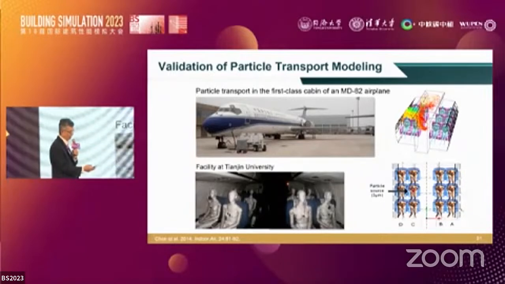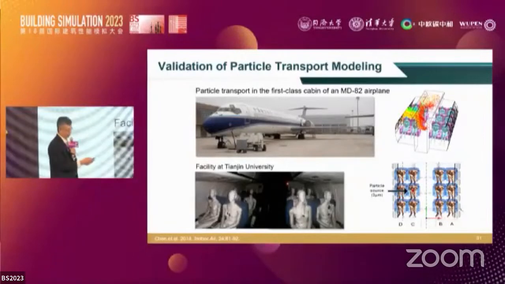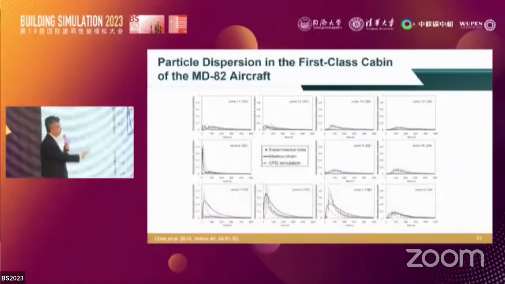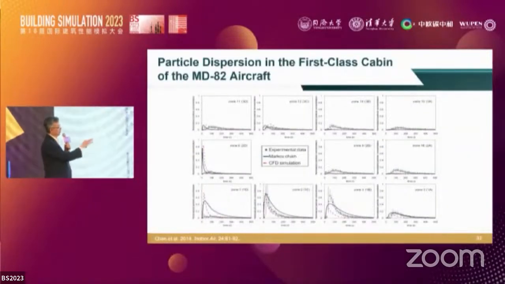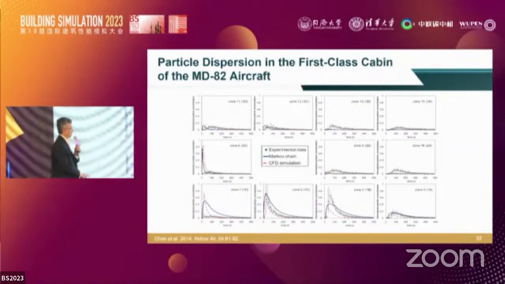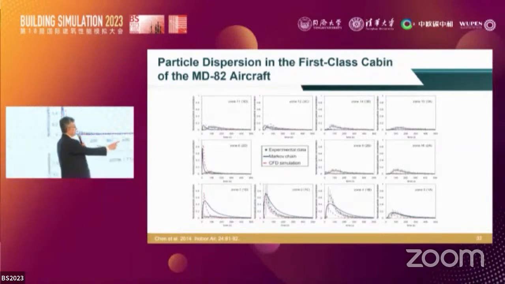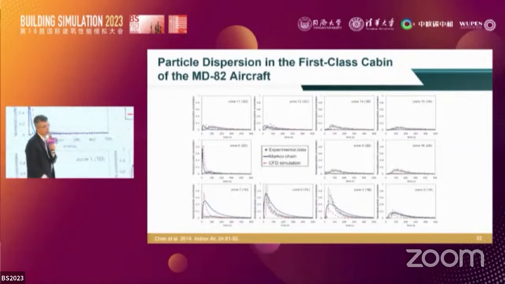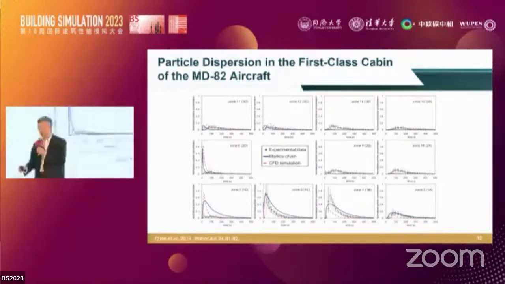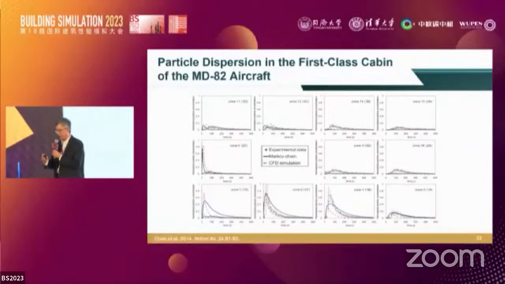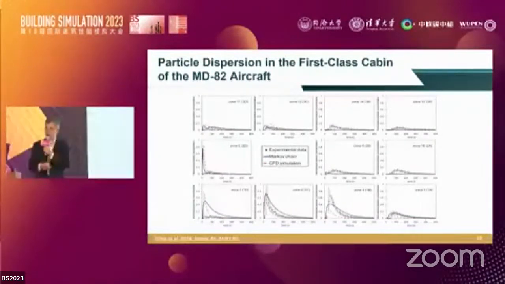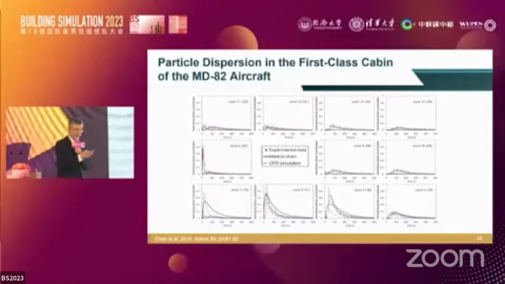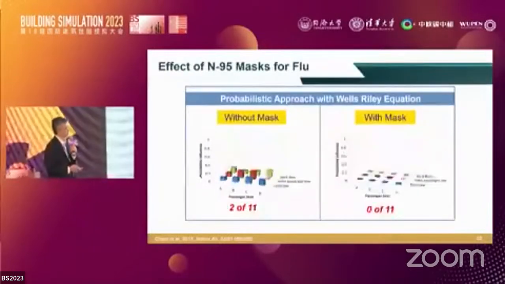Let's say the first class cabin has 3 rows. We measure the result, and then we also use the CFD simulation. You just need to look at the result of this one and that one. You get a very similar result. So no matter whether it's a real case or a lab case, we got a very similar result. So we believe this is a good model to do the prediction.